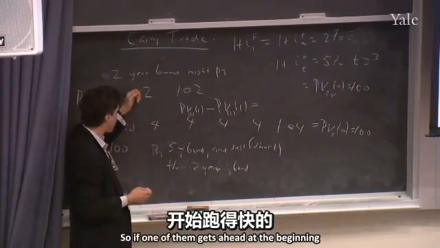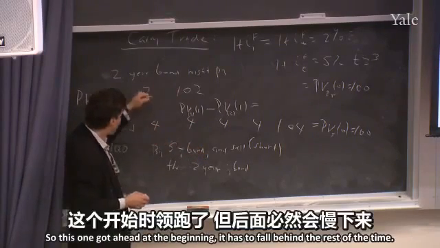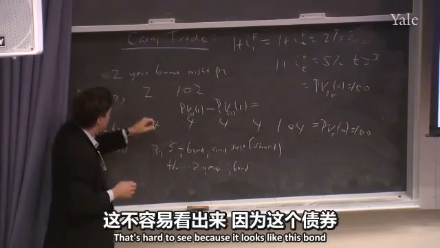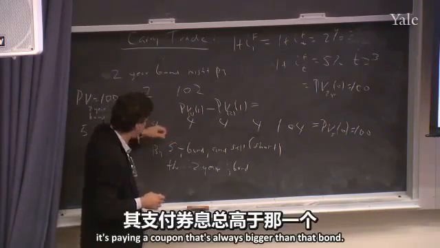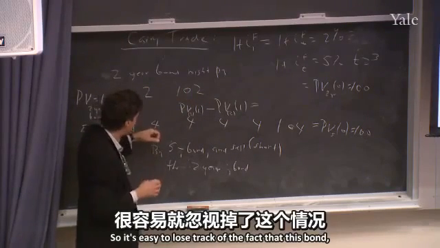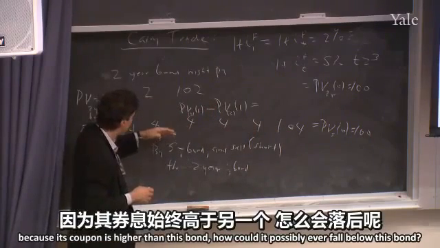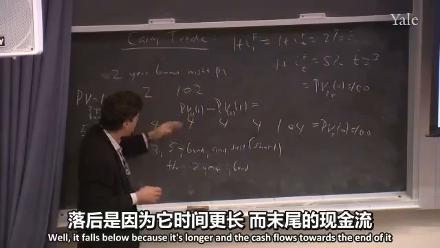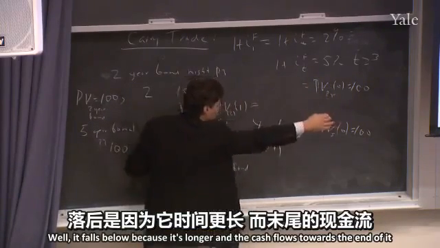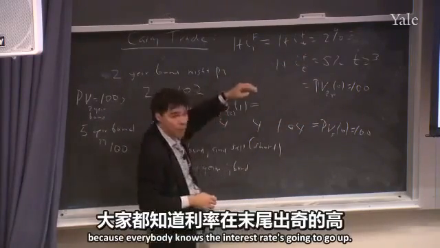So if one of them gets ahead at the beginning, it's going to fall behind the rest of the time. That's hard to see because it looks like this bond is paying a coupon that's always bigger than that bond. So it's easy to lose track of the fact that this bond, because its coupon is higher than this bond, how could it possibly ever fall below this bond? Well, it falls below because it's longer and the cash flows towards the end of it are being discounted by an interest rate, because everybody knows the interest rate's going to go up.